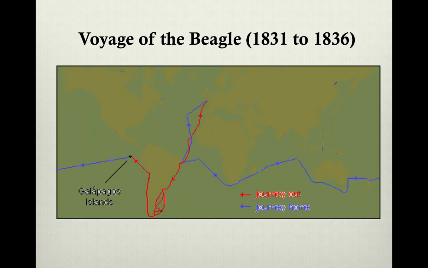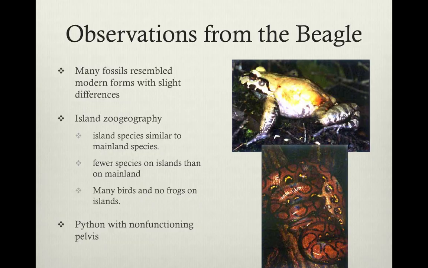So the quality of this image is bad. You note that this started out from England, went south around the tip of South America, stopped at the Galapagos Islands, which are clearly marked here off the coast of Ecuador, and then on around Australia and the southern end of Africa before returning home.